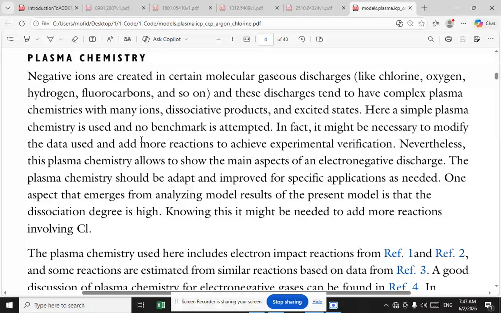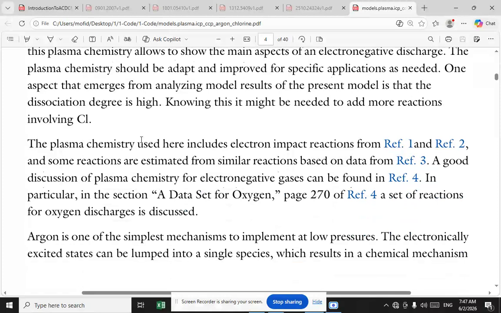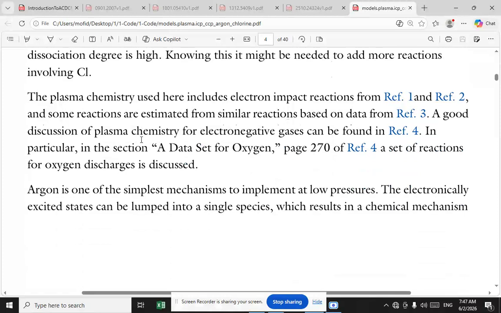One aspect that emerges from analyzing the results of the present model is that the dissociation degree is high. Knowing this, it might be needed to add more reactions involving chlorine. The plasma chemistry used here includes electron impact reactions from reference 1 and reference 2, and some reactions are estimated from similar reactions based on data from reference 3. A good discussion of plasma chemistry for electronegative gases can be found in reference 4, in particular in the section A data set for oxygen, page 270 of reference 4. A set of reactions for oxygen discharge is discussed.